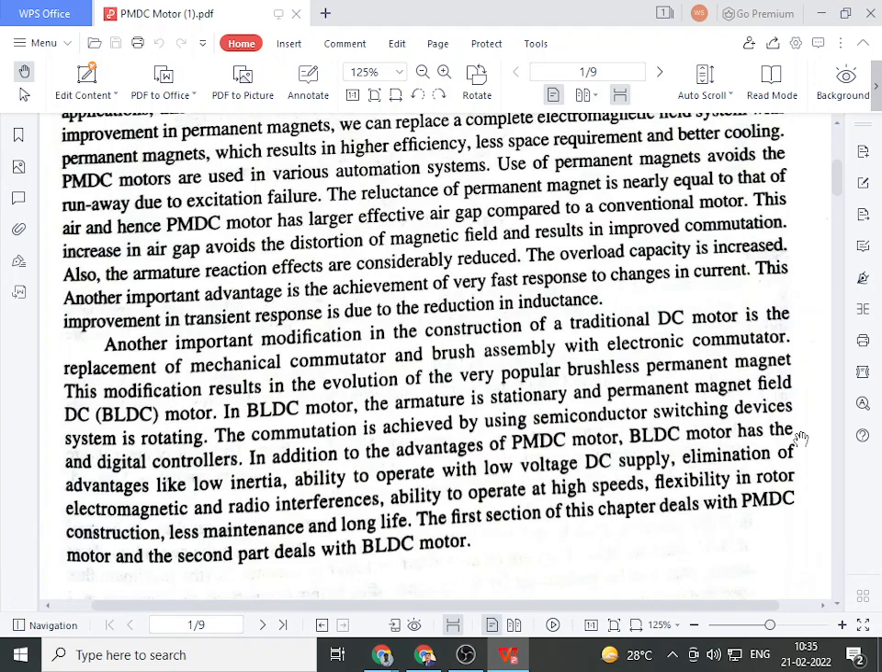So there is a simple semiconductor switching circuit. We are going to discuss that semiconductor switching circuit in detail in the BLDC machine, as well as the electronic commutation part. This commutation process is generally achieved by using semiconductor switching devices and a digital controller. Now, why is this commutation process also required in the case of BLDC?